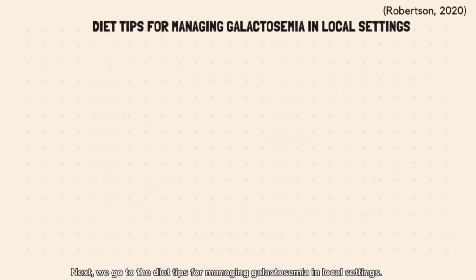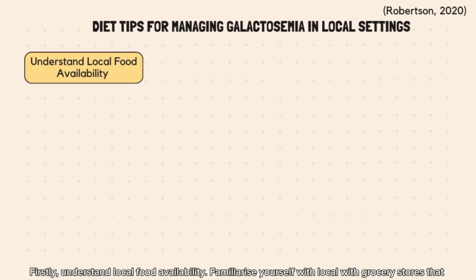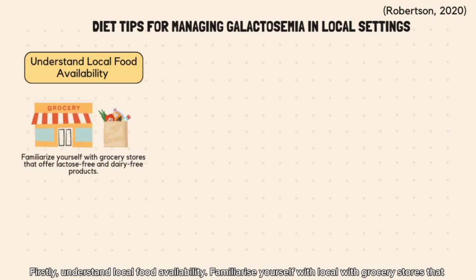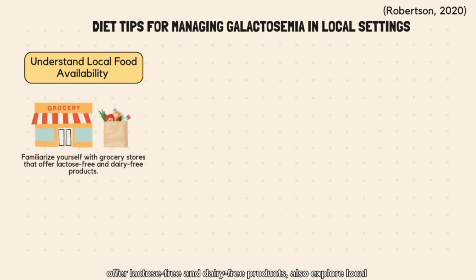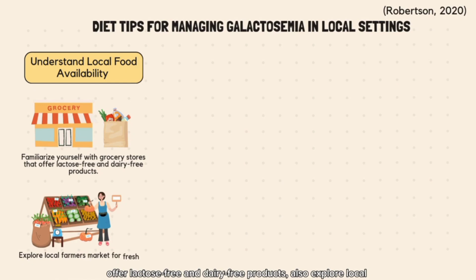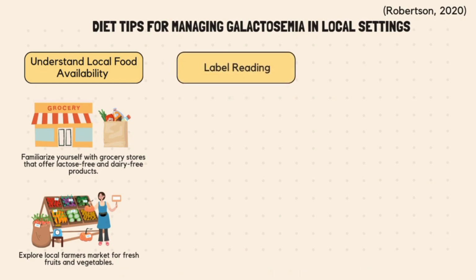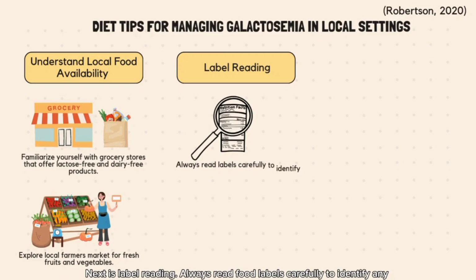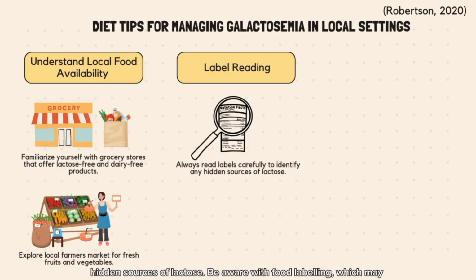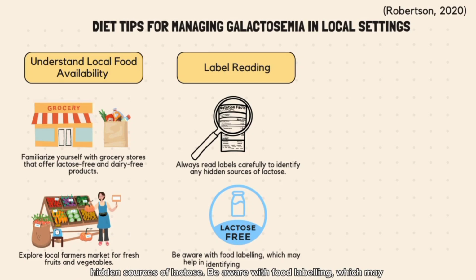Next, we go to the diet tips for managing galactosemia in a local setting. Firstly, understand local food availability. Familiarize yourself with grocery stores that offer lactose-free and dairy-free products. Also, explore local farmer markets for fresh fruits and vegetables. Next is label reading. Always read labels carefully to identify any hidden sources of lactose. Be aware of food labeling, which may help in identifying safe products.